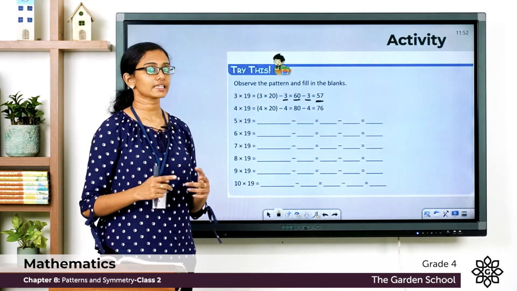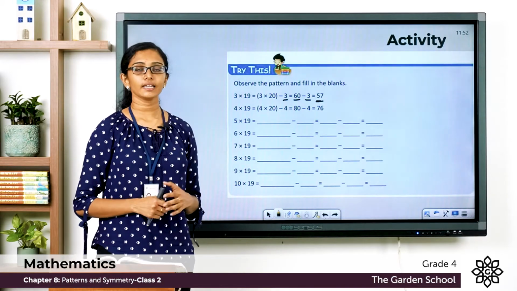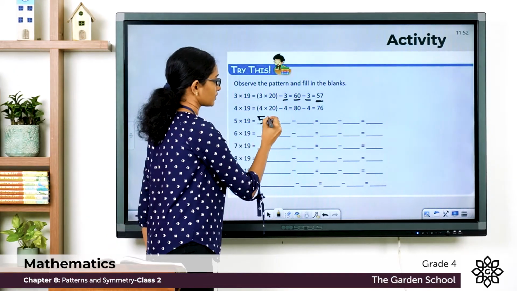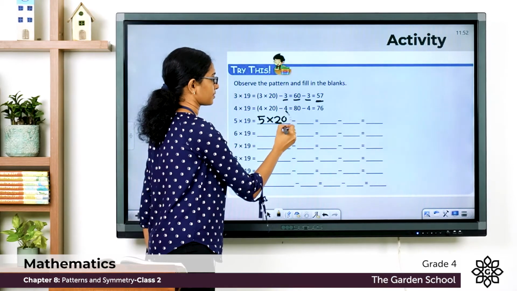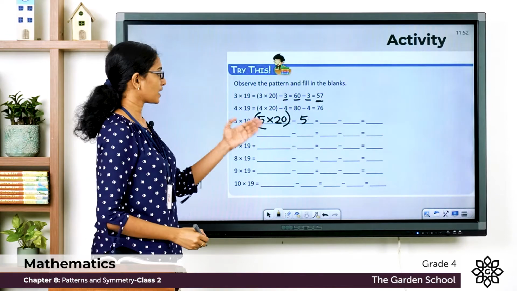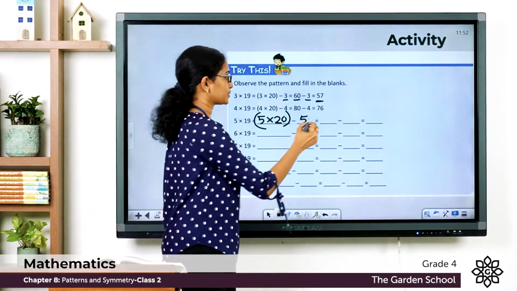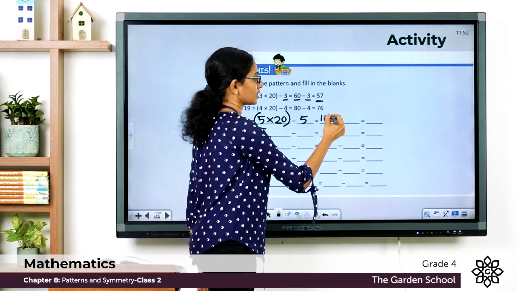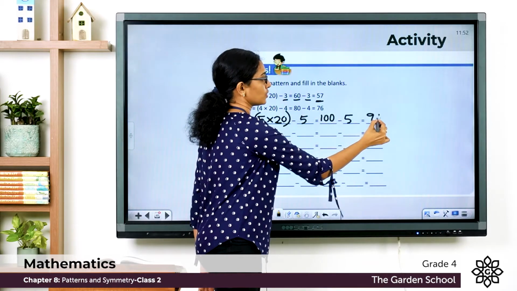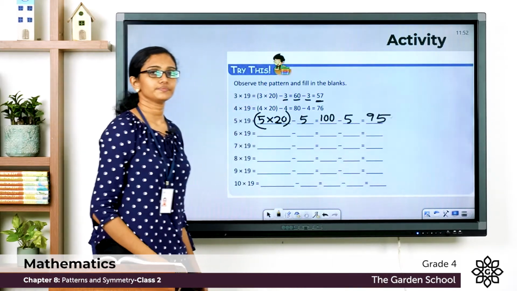Can you fill in the next line? 5 into 19, it can be written as 5 into 20 minus 5. Now what is 5 into 20? It is equal to 100 minus 5, and that is equal to 95.